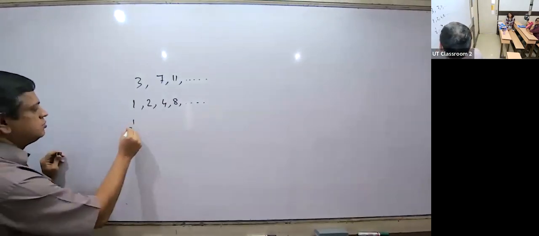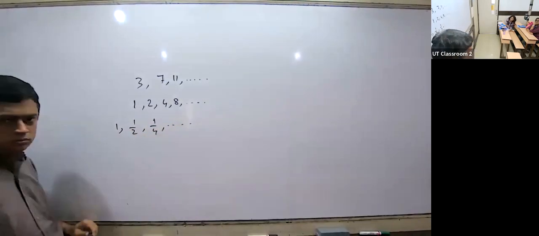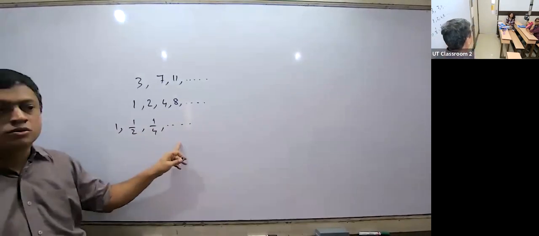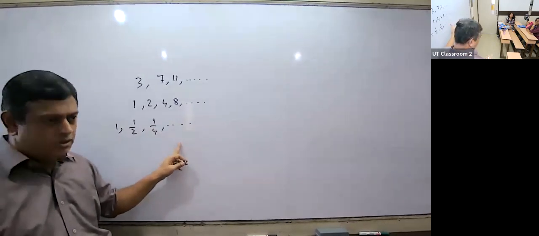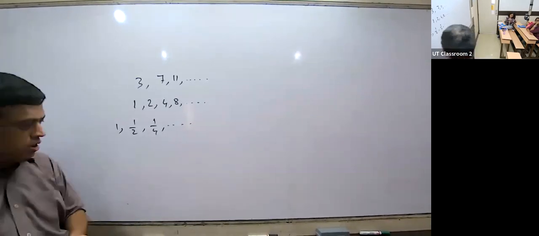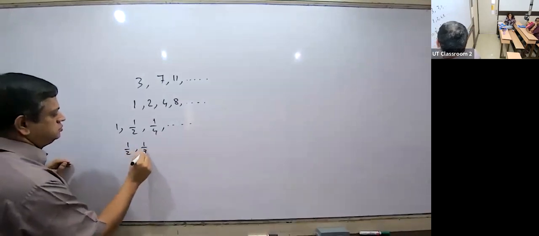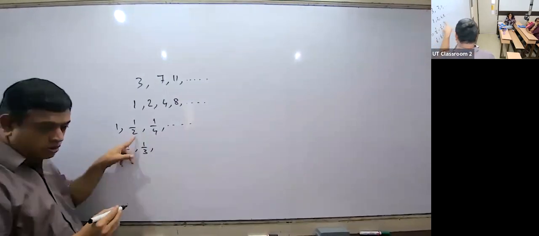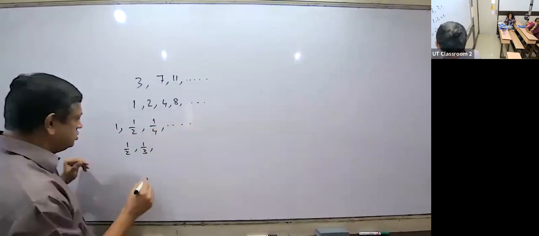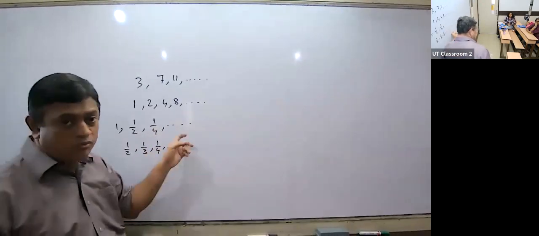Here it is coming as 1, then multiplied by, or divided by 2. Next will be 1 by 8, next is 1 by 16, 1 by 32. This is another pattern. Next, if I write it this way, divide by 2 means 1 by 4, divide by 2 means 1 by 8, divide by 2 means 1 by 16. So 1 by 3, 1 by 4, 1 by 5, 1 by 6, 1 by 7.